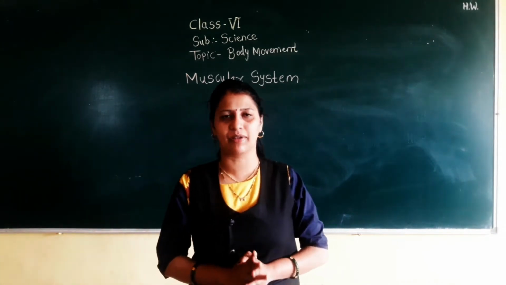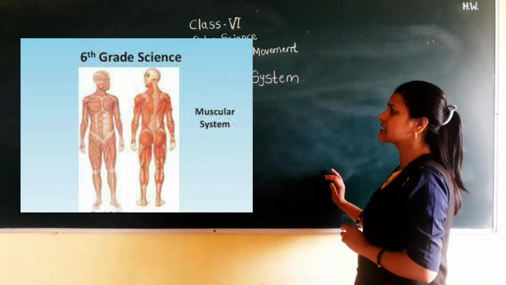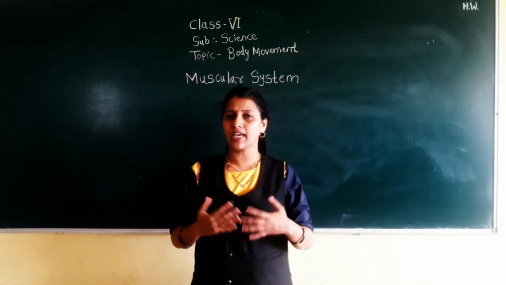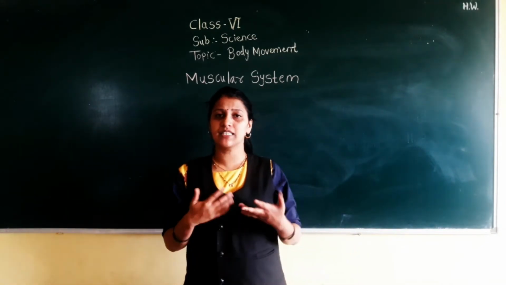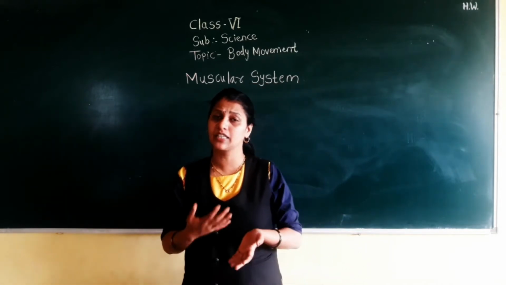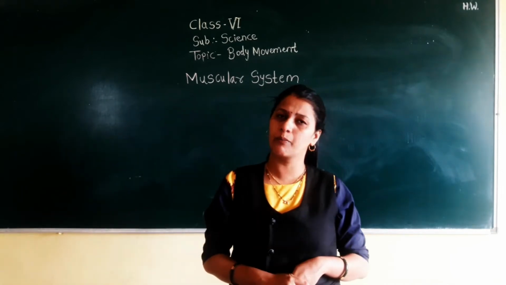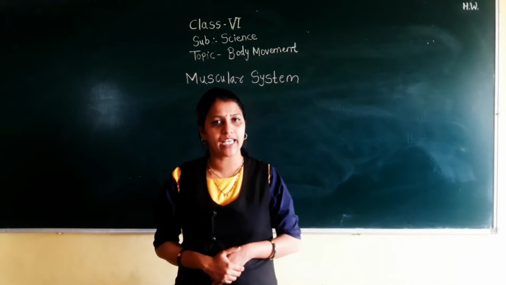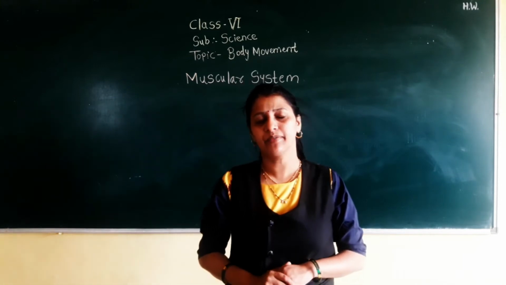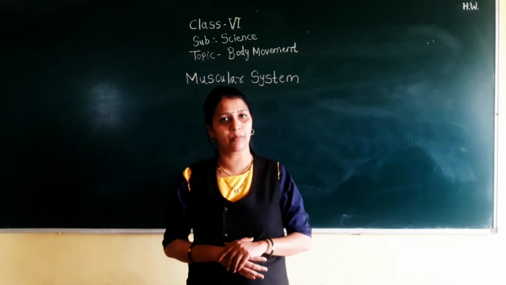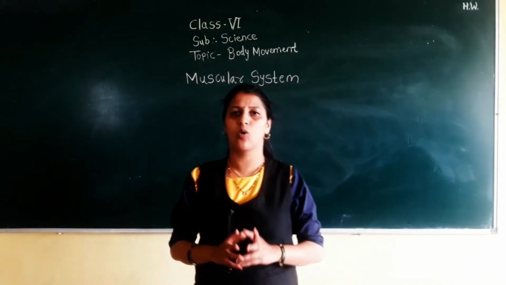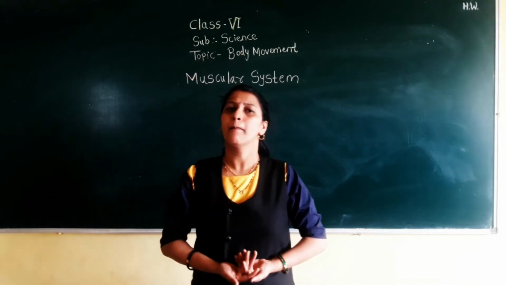So let's discuss them in detail. Let's discuss the muscular system. We cannot see the bones. We can see the bones when we get a fracture or a crack in a bone, when an X-ray is taken and we can detect the crack. At that time we can see the bones. But the whole bone is covered by muscles. The whole body is covered by our muscles.